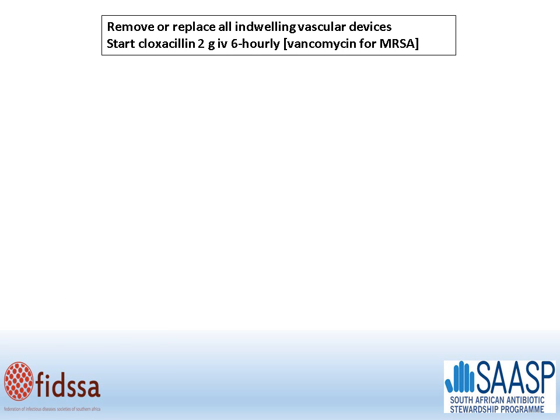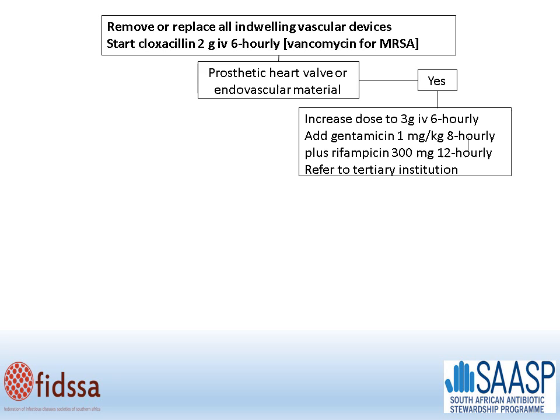This is a suggested management algorithm for patients with SAB. The first and most important thing to do is remove or replace any indwelling vascular devices and start the patient on cloxacillin 2 grams. If the organism is known to be resistant and therefore is an MRSA, then you must start vancomycin. The next question is whether the patient has a prosthetic heart valve or any endovascular prosthetic material.